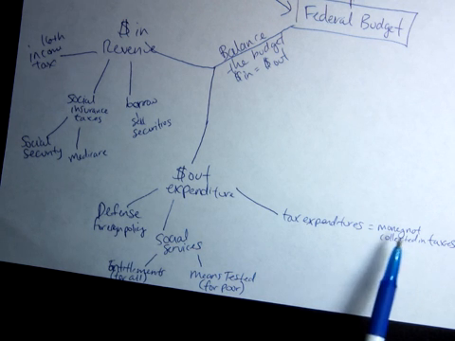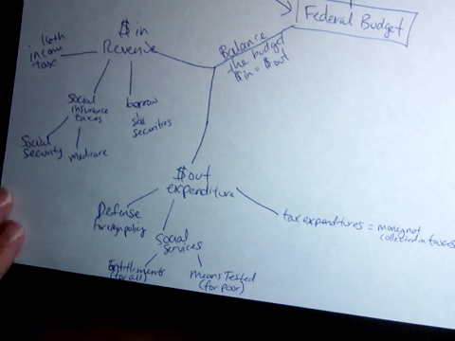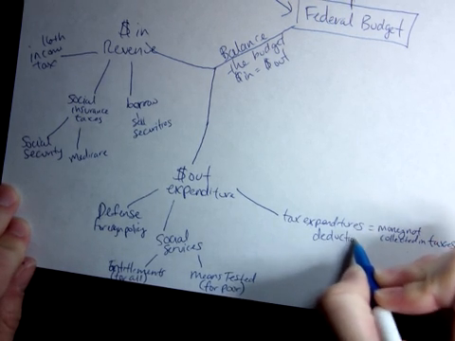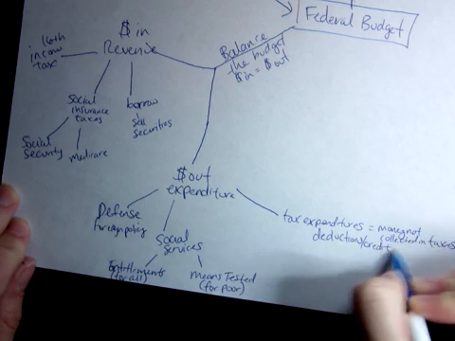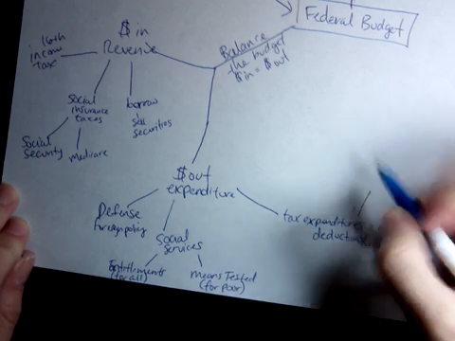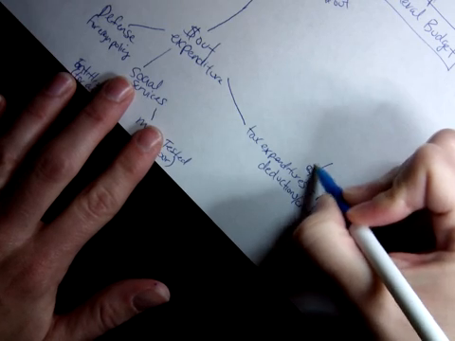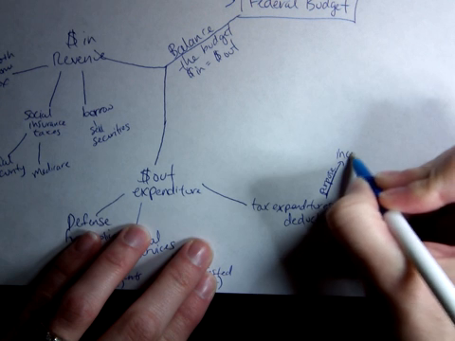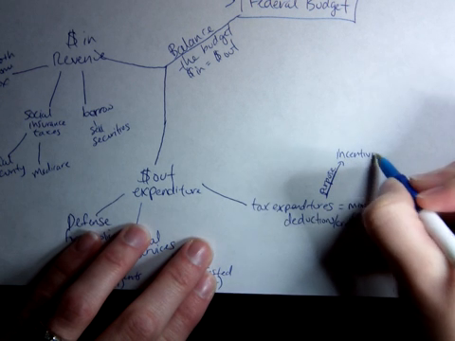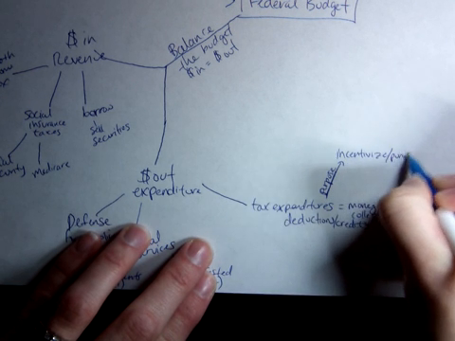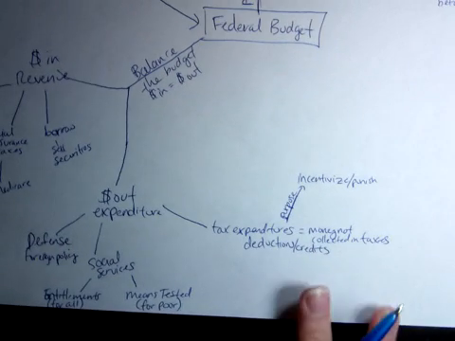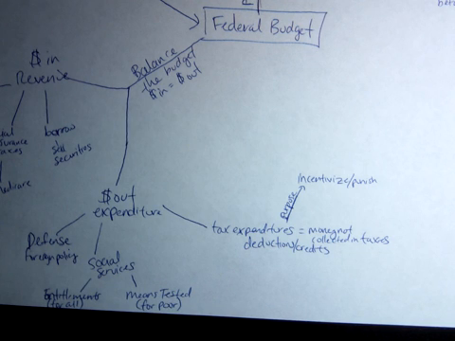Okay, so let's put, these are often called deductions or credits. And the purpose of them here is to incentivize and punish. So what are some behaviors that are generally accepted as good for society that might be given a tax benefit?